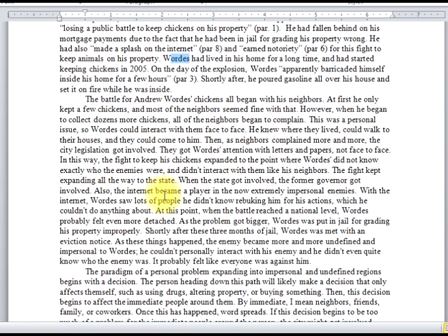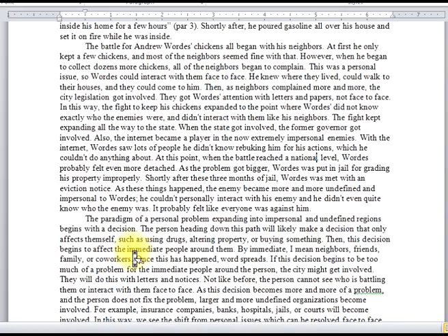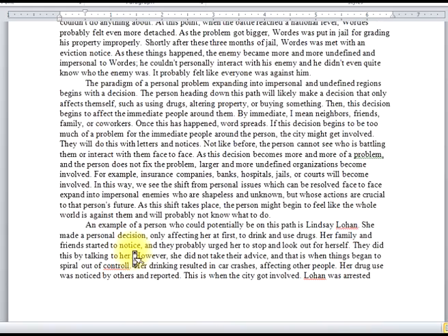So the student is using language here about expanding and growing, and this is following very closely with the Section 2 requirements. So there was an excellent job done here. So you got from the neighbors to the city to the state, and then it says when the battle reached a national level, okay? As these things happened, the enemy became more and more undefined and impersonal. So you see the expansion is taking place not only geographically but socially. Excellent job in that second section by whoever wrote this.